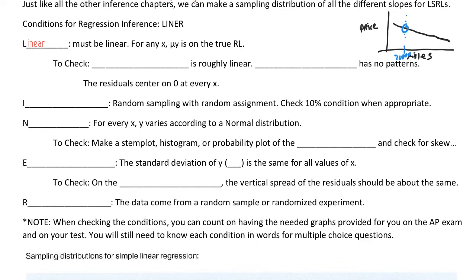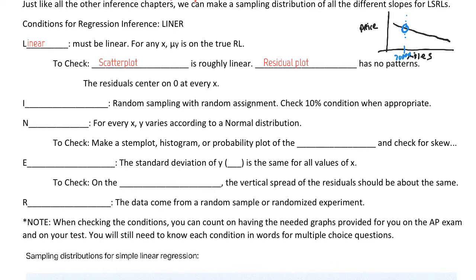So all you have to do for this is just say the data is approximately linear. And so to check, we say the scatter plot is roughly linear, which they usually give you in these problems. You don't have to graph those by hand almost ever. Or remember, it's the same as before: the residual plot has no clear pattern. And technically, they might add the residuals center on 0 at every x, meaning there's some above and some below, and so they average right on the line. That one's usually pretty easy to say: the data is approximately linear.